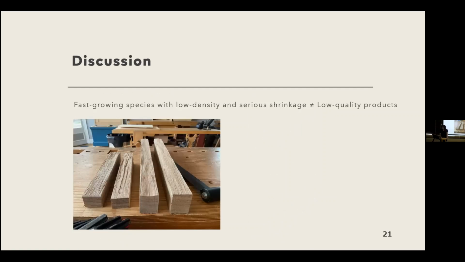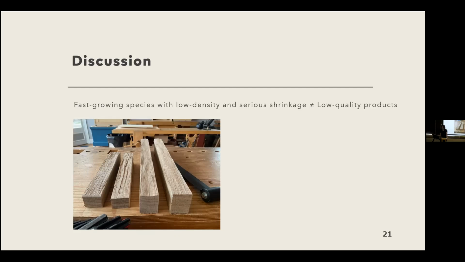In general, people often hold a misunderstanding that as a fast-growing species with low density, eucalyptus will not be used in the high-end product market, let alone that it also has a serious shrinkage problem. But I want to clarify that even for one species with serious shrinkage, if the consistency among each direction is similar, the lumber's quality will still be as good as others.